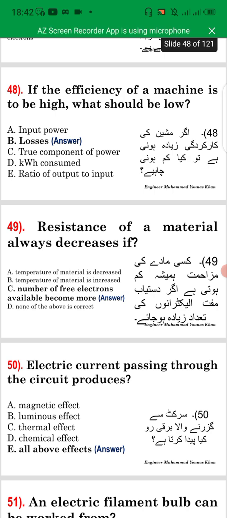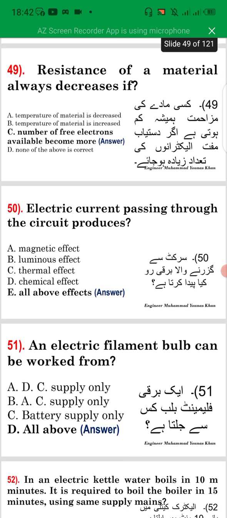Question number 49. Resistance of a material always decreases if the temperature of the material is decreased, the temperature of the material is increased, the number of free electrons available becomes more, none of the above is correct. So the correct answer is the number of free electrons available becomes more.